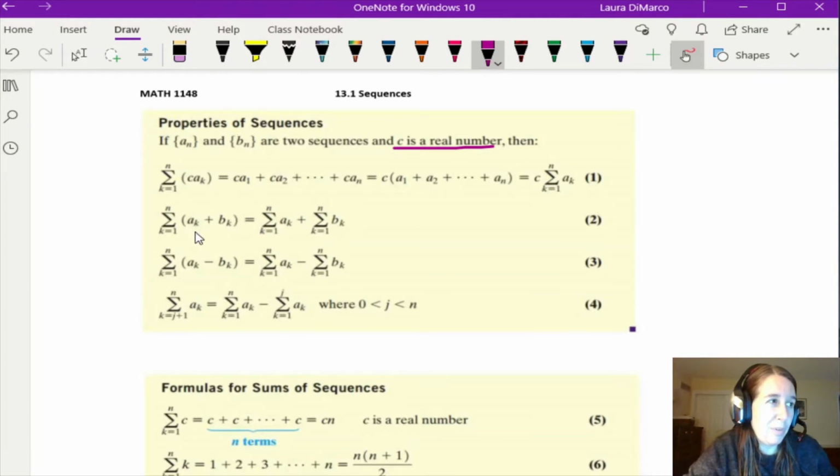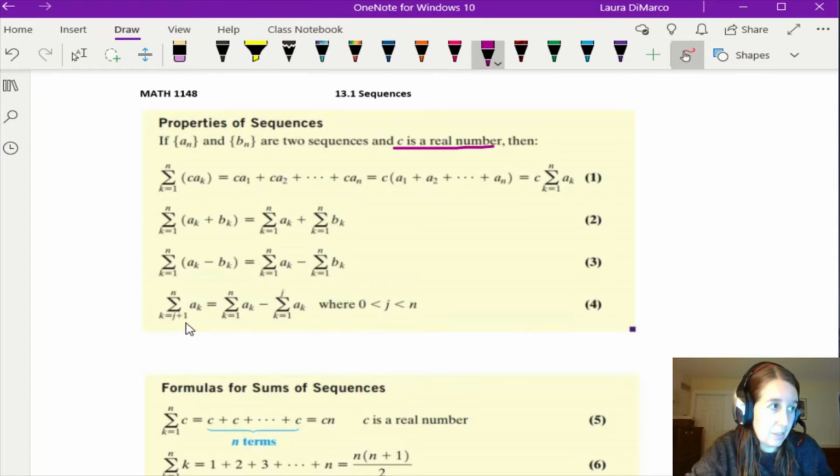And I hope you think these properties are pretty straightforward. Like they do make sense. You're just adding two different parts. So you can just take the sum separately and then add them together. Okay, same with subtracting. So if you have one sequence minus another, the summation of those is the same as summing the one sequence and then summing the other and subtracting them. So in other words, the order doesn't matter.